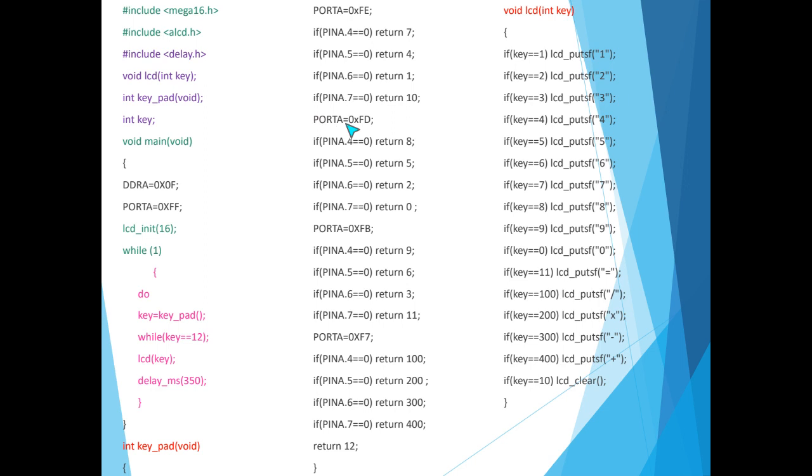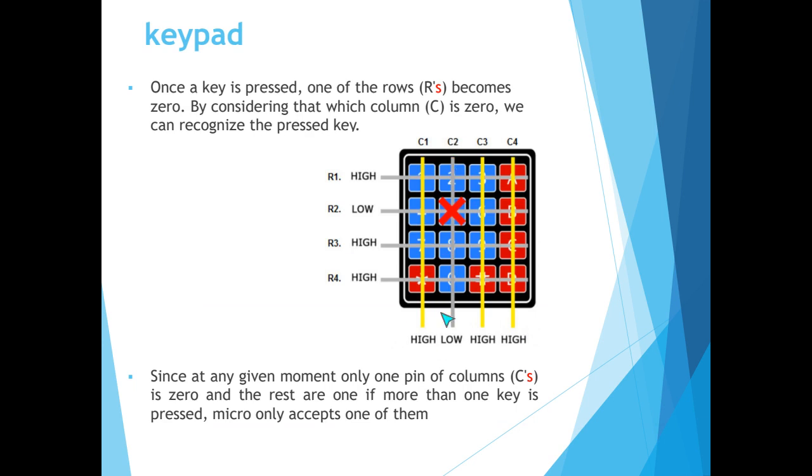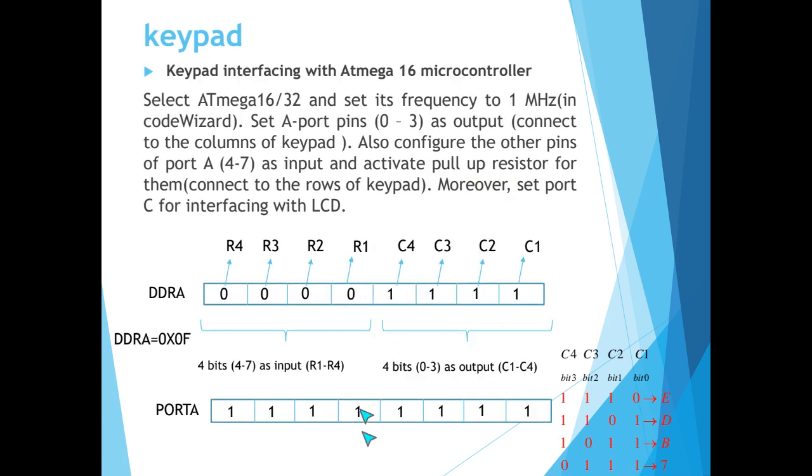Again, for the other step, when the second column is 0, again check each of these rows. Rows are connected to which pins? Pins 4, 5, 6, 7. One by one, we check these pins' values. Pins 4, 5, 6, 7 are connected to the rows.